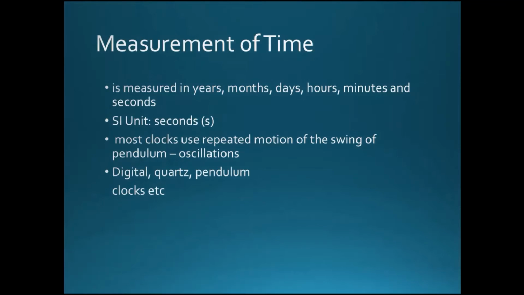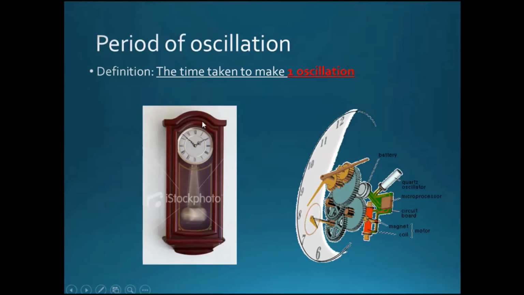And our last measurement is the measurement of time. So now we are talking about time, and time is measured in years, months, days, hours, minutes, and seconds. But the SI unit of time is the second, and the symbol is an S. Most clocks use a repeated motion, like the swing of a pendulum, which is what we call oscillations. A period of an oscillation, or just period, is the time taken to make one oscillation.